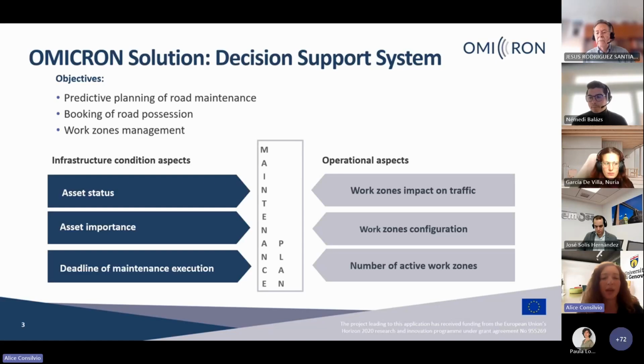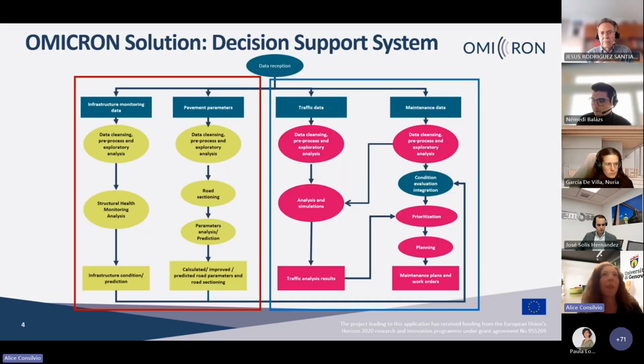Regarding the main objectives, we need to consider a road network, and we have to book some road possession and manage work zones. So the maintenance plan has to consider condition aspects about asset status, asset importance, and deadline for maintenance execution, but at the same time also operational aspects such as the impact on traffic of the work zones, the configuration of the work zones, and the number of active work zones present in the network at the same time. This is the diagram that represents the information flow and how the data that we collect were analyzed.